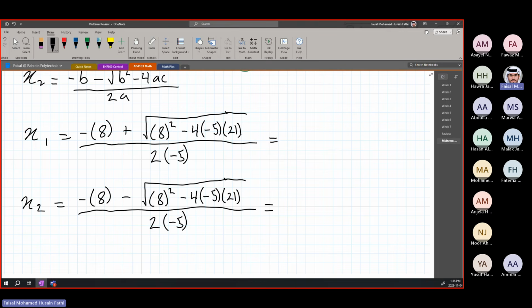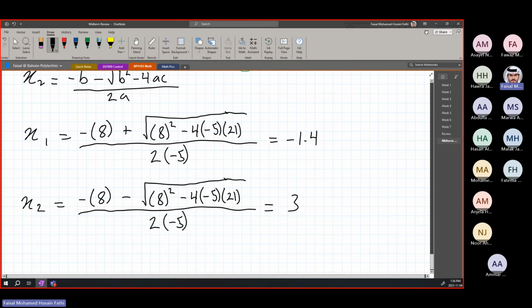So our first value is going to be minus 1.4. And then the second one is minus 8 minus square root. If someone can just double check if I'm doing it correctly, minus 5, 21. By using mod 5.3 if you want, but 2 minus 5. This is going to be equal to 3. This is what I got.